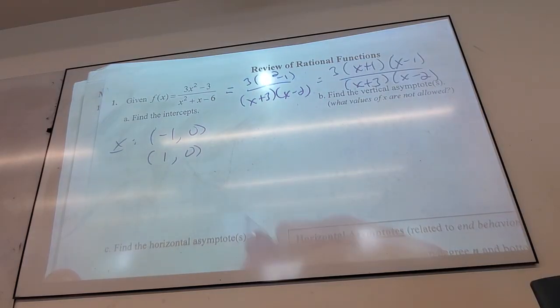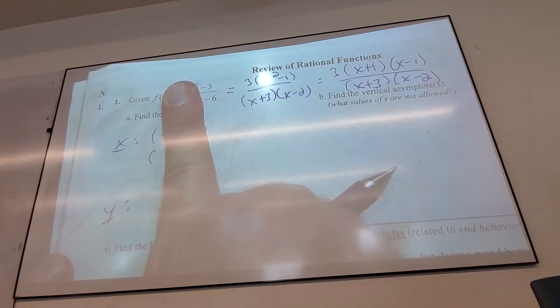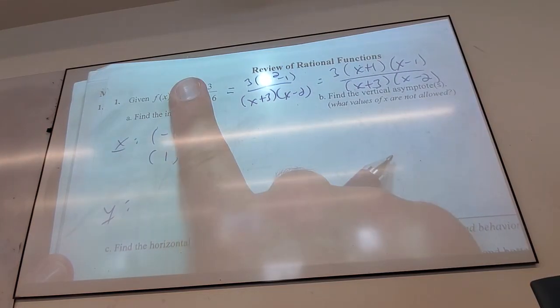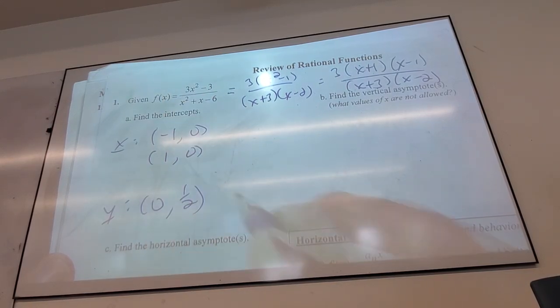As points, what's the y-intercept? 1/2. Yeah, make x 0 so you can literally just cover it. Make x 0, bam! That reduces to 1/2. You guys see that? You guys with it?